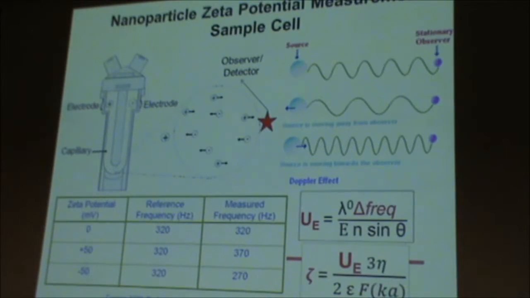Okay, here is an example. Let's say you had a particle which had no charge, zero zeta potential. Its scattered frequency is the same, it doesn't get accelerated in the presence of the electric field. On the other hand, if you have a positively charged particle, the measured frequency of the scattered photon has increased. For the particle that has negative charge, it's the opposite. There's a negative Doppler shift.